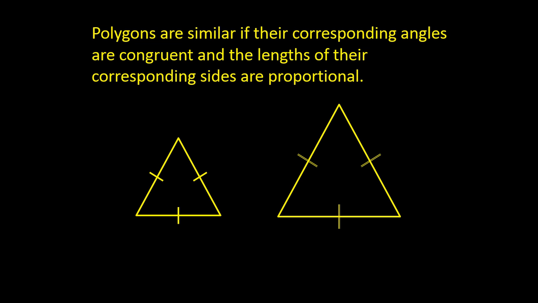How about two equilateral triangles? Are they similar? Well, yes, they are. Equilateral triangles will always be similar. They have 60-degree angles, and the lengths of their sides are proportional.